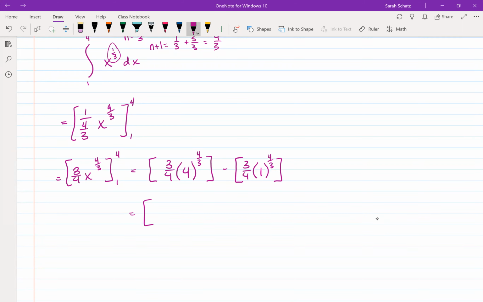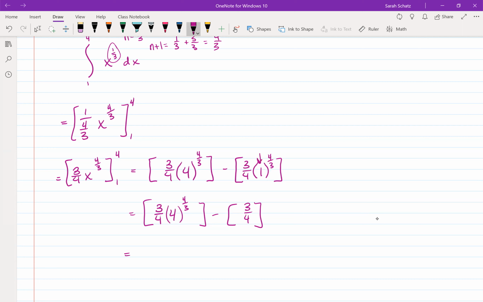So you guys, 4 to the 4/3 is not an exact value. You could stick it in your calculator and approximate. Now, if you need an exact answer on this one, let's talk about 1 raised to the 4/3 power for a minute. It's just 1, right? Because 1 raised to any power is 1. So really, this is just minus 3/4. And then as far as this goes, again, 4 to the 4/3 power is not an exact value. So if you had to leave it exact, you would just have to write it like this. This is as exact as it can get.